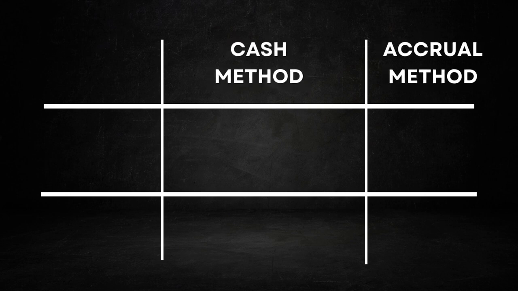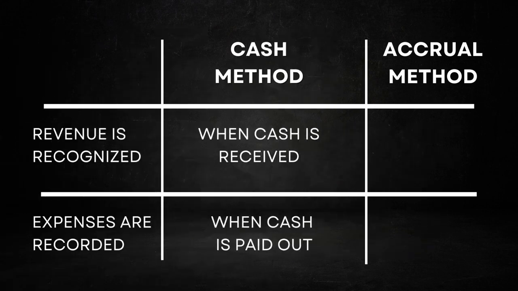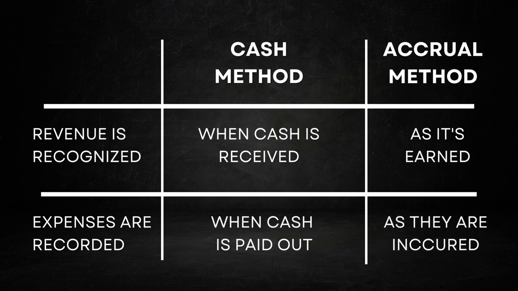In the world of accounting, there are two primary methods for recording financial transactions: the cash method and the accrual method. The cash method recognizes revenue when cash is received and records expenses when cash is paid out. On the other hand, the accrual method recognizes revenue when it is earned and records expenses as they are incurred, regardless of when cash exchanges hands.